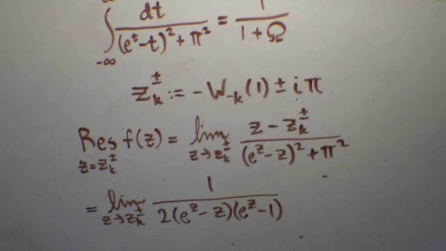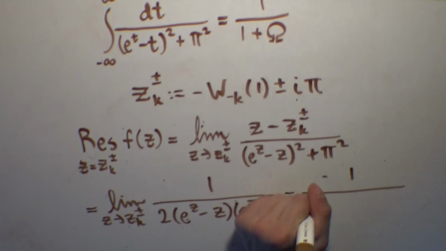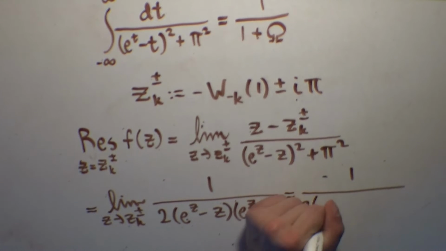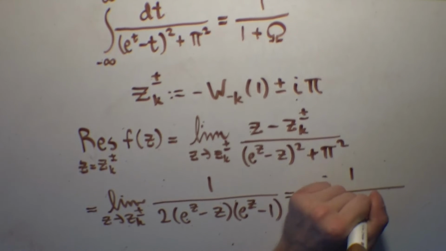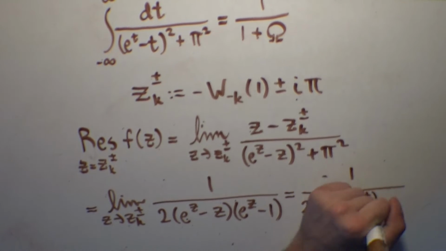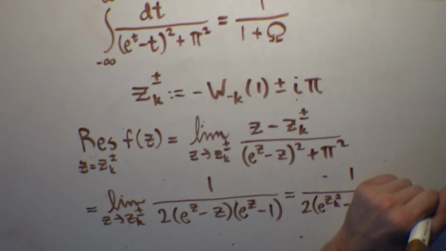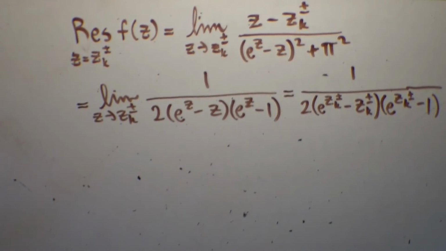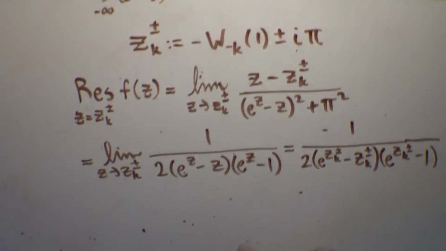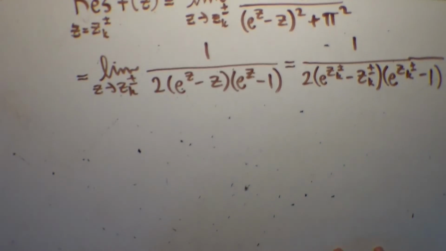And now we can plug in z_k plus/minus, because none of these are going to be made 0 by that. And we get 1 over 2 times e to the z_k plus/minus, minus z_k plus/minus, times the quantity e to the z_k plus/minus minus 1. So that's our residue, and now we just need to expand it out and see what we end up with.